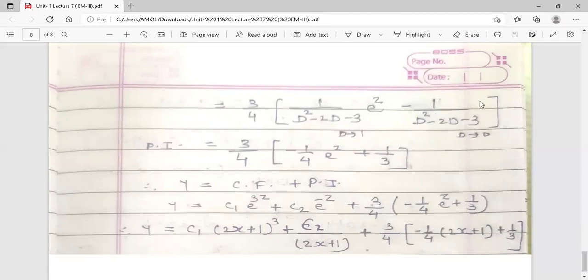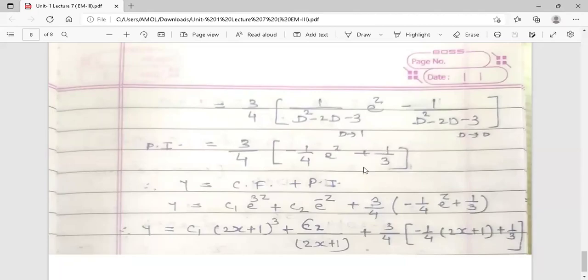In the second term, the constant term is there. No function is there, the constant term is 1. If the constant term is there, then we use the special subcase of the first case of the shortcut method. We replace d by 0 if there is a constant term. So replace d by 0 in the denominator. The only non-zero term is minus 3, and with the minus sign it becomes plus, so the term is 1 by 3. And so the PI is 3 by 4 in bracket minus 1 by 4 into e raised to z plus 1 by 3.